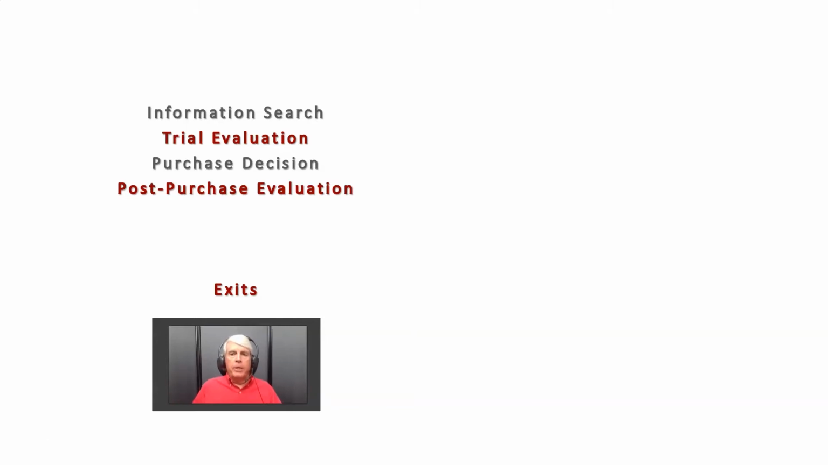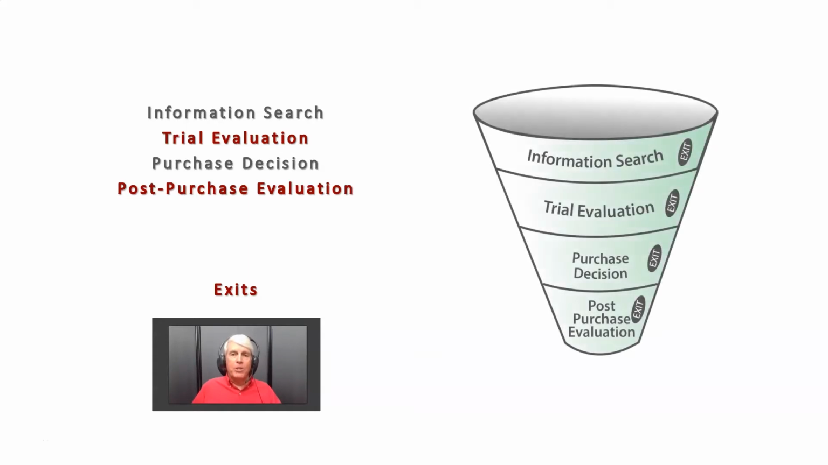To begin with, look at the four titles we have here on the screen. We have information search, trial evaluation, purchase decision, and post-purchase evaluation. I hope you recognize them by now. Those are four of the five parts of the consumer purchase decision process. So they're going to be the main part of your funnel.